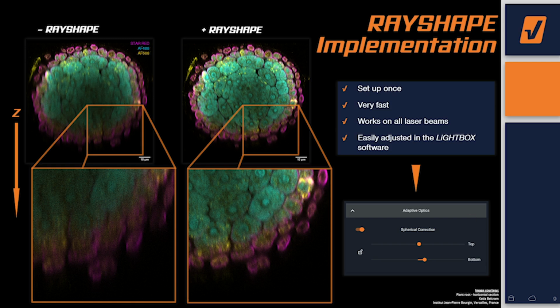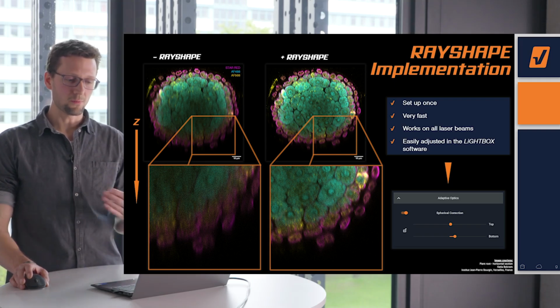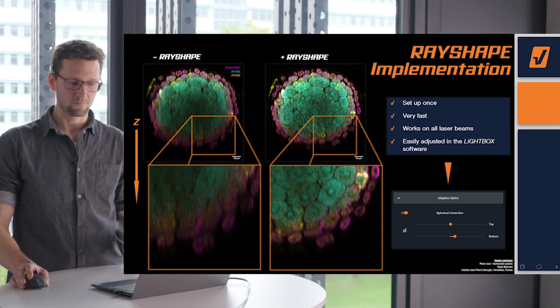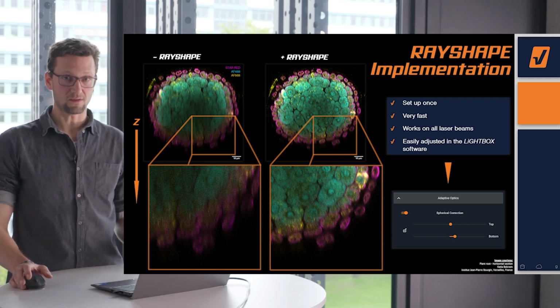RAYSHAPE in our systems can easily be applied to your measurements. You just set it up at the beginning of your session, and it dynamically adapts to all positions and depths in your current sample. It's very fast. You can easily optimize the settings on the fly while running your system in live mode. Furthermore, it works on all laser beams, the STED lasers as well as the excitation lasers, and of course also for the emission light.